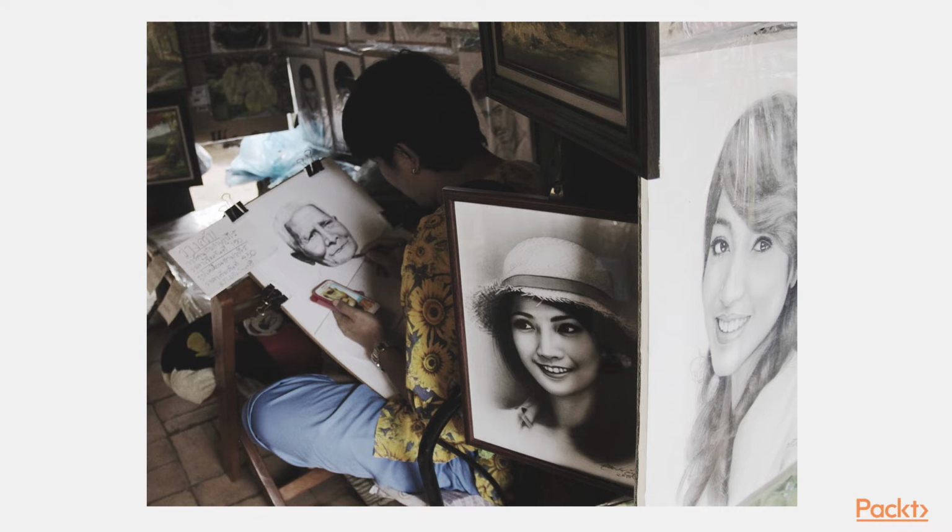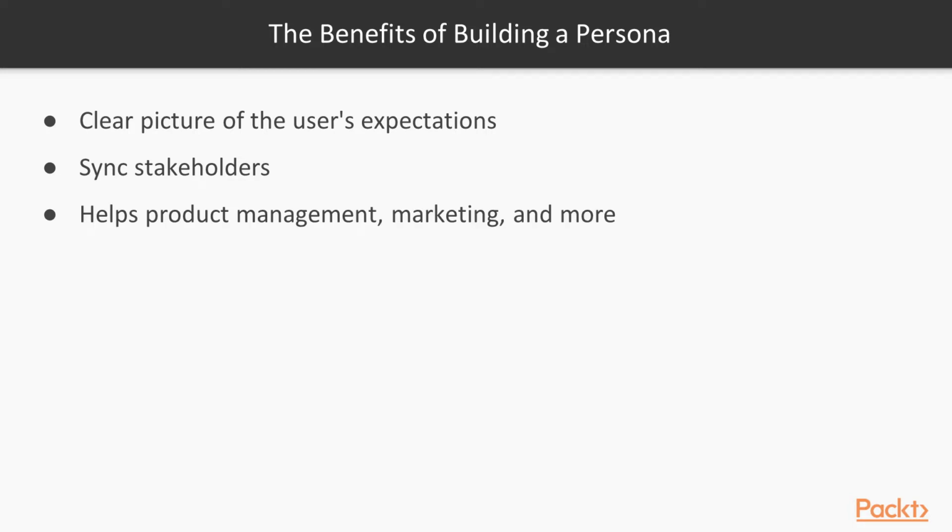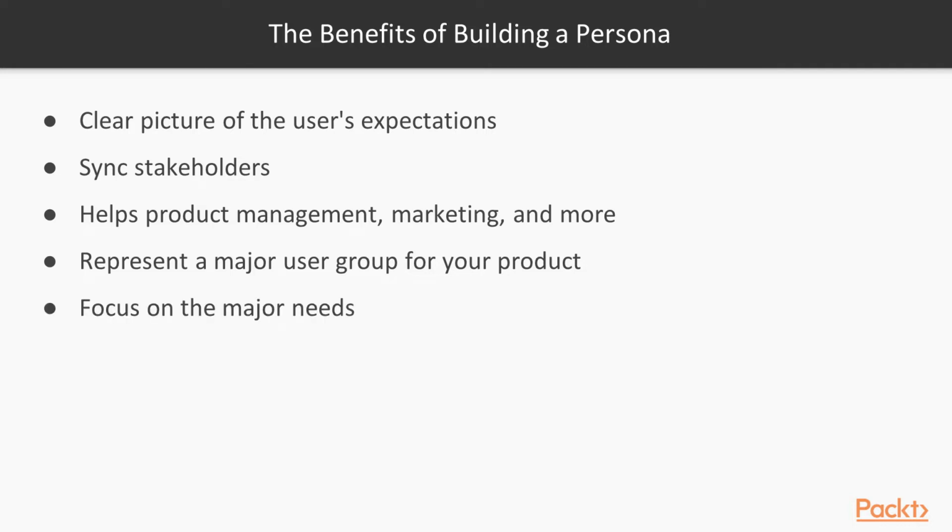Make sure that when you create a persona, you describe real people with their goals and what they value, based on the research you've conducted. Never ridicule your user's persona, but also make sure that you don't create people that don't exist and reflect a wishful situation. To put it into bullet points, the benefits of building a persona are a clear picture of user expectations, syncing stakeholders, helping product management, marketing, and more, representing a major user group for your product, focusing on major needs, and real people with backgrounds, goals, and values.